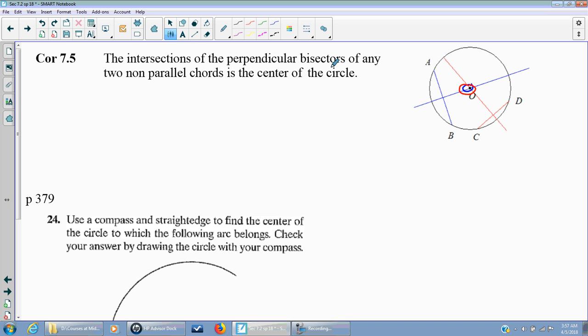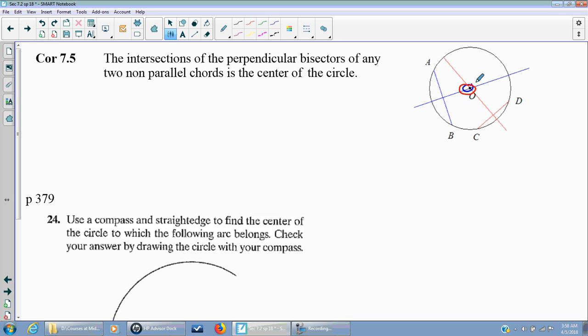So consequently, as long as these chords are not parallel, their perpendicular bisectors are going to be different, and the center is going to be on each one of them. And two different lines intersect in exactly one point. If they intersect in exactly one point, that one point in this case has to be the center of the circle.